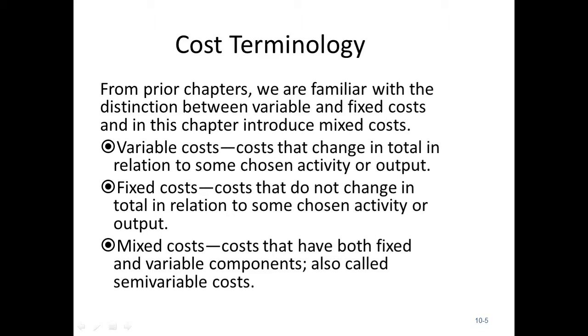And so just a little cost terminology again. From prior chapters, we're familiar with the distinction between variable and fixed cost. And in this chapter, we introduce mixed cost. Variable costs are costs that change in total in proportion to some chosen activity or output. Fixed costs are those costs that do not change in total in relation to some chosen activity or output. And then we have mixed costs, which are costs that have both fixed and variable components, often referred to as semi-variable cost.